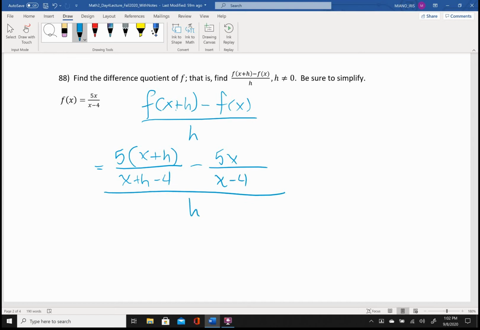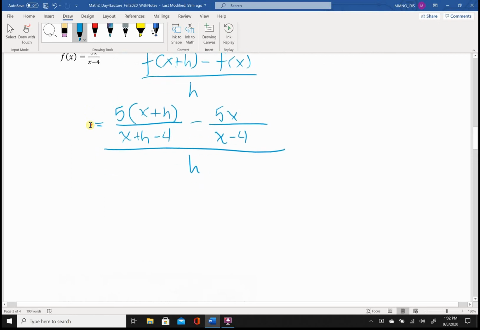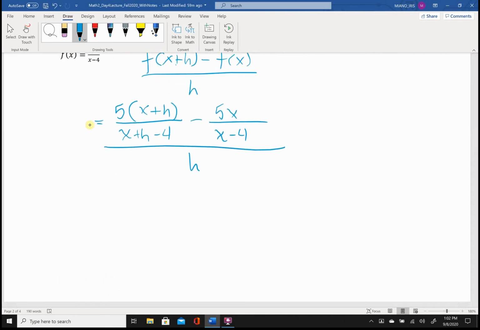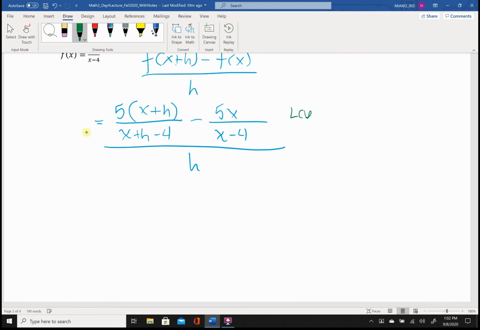Great. Now let's see how much space I gave myself. Okay, I gave myself that much space. Cool. So notice in what I call the supernumerator, that's everything above the h at this point, has subtraction of two rational expressions. So here, we really need to get an LCD going. The LCD is x plus h minus 4 times x minus 4.